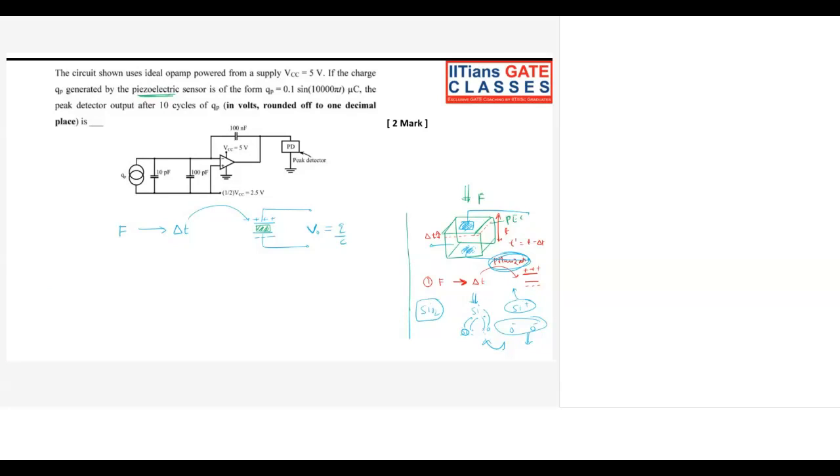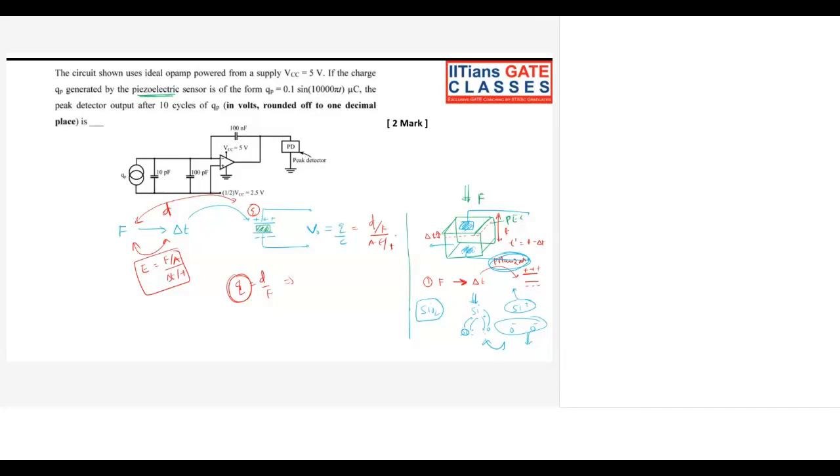So how are force and this deformation related? This is related with a constant that we call E, the modulus of elasticity. So E will be stress upon strain, that is force upon change in thickness upon thickness, delta T upon T, right? And how are force and charge related, how are force and Q related? This is related with a constant that we call the d constant. So Q equal to d into F. If you are able to find Q, you can substitute Q here, and C is nothing but A epsilon upon d. So this is the basics of my piezoelectric sensor.